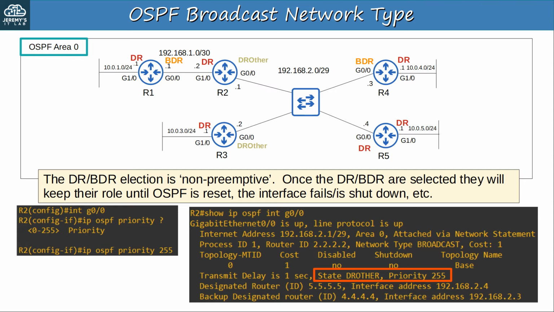So, although this is a bad idea to do in a live network, I'll go reset the OSPF process on R5, and let's see what happens.